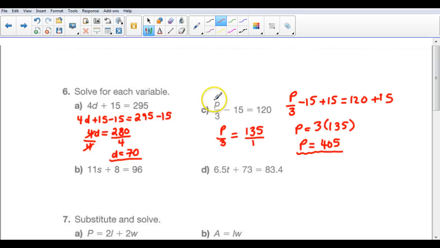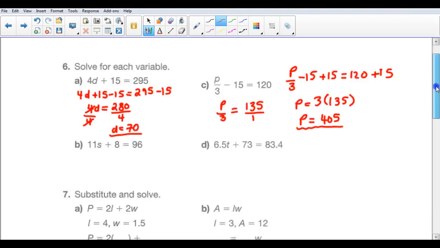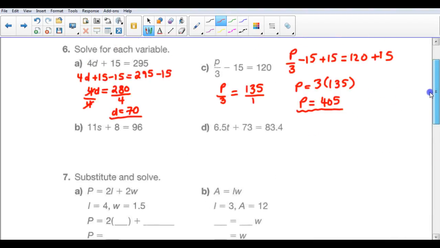So you can take that number, P is equal to 405, and substitute it back in here to check your answer. Sometimes it's always good to check your answer. 405 divided by 3, subtract 15, and see if it equals 120. Okay? You can do D.